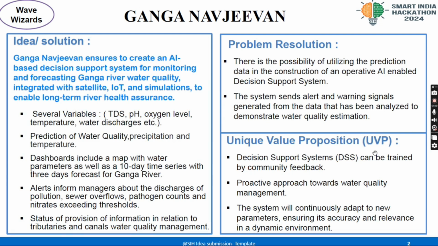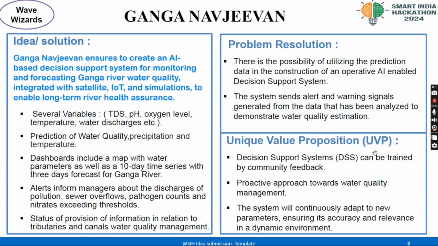In the dashboard, we will also include a map with several parameters which are responsible for water quality management, as well as a 10 day time series and 3 day forecast for the Ganga River. Alerts will be given in a timely manner in case of any spike in parameters like pollution, overflow, pathogen count, and nitrate spike exceeding thresholds. Information will also be provided on tributaries and canal water quality management.